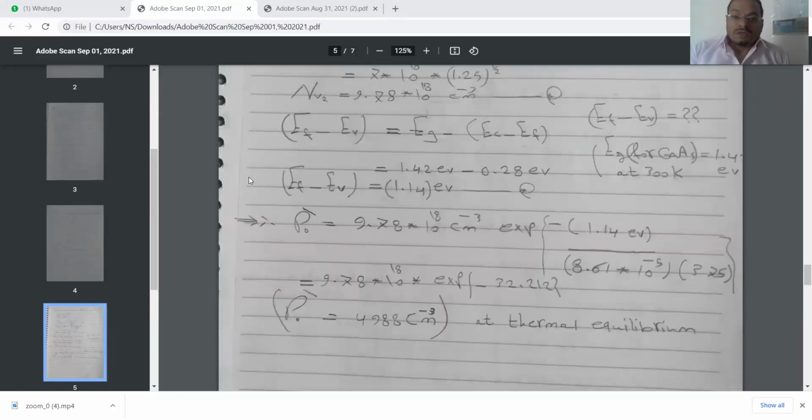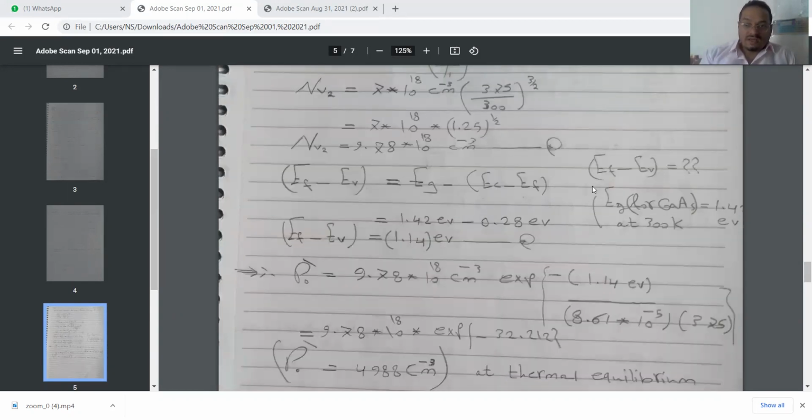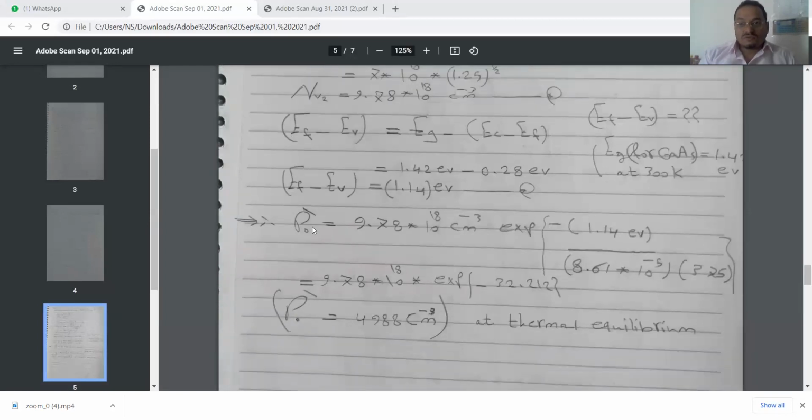Here, P naught, the new concentration of holes at the valence band, equals the last result, 4.988, at thermal equilibrium. When we know the result for EF minus EV, I mean the last result in this bracket, we can use it directly to find the new concentration of holes.